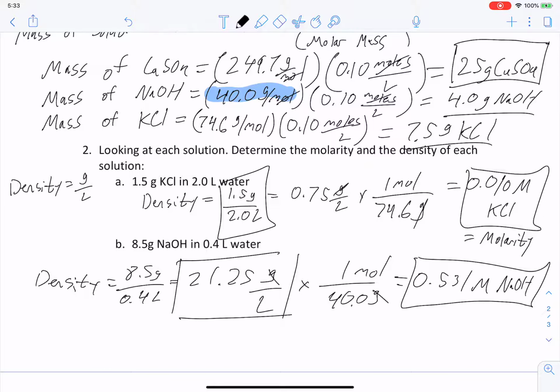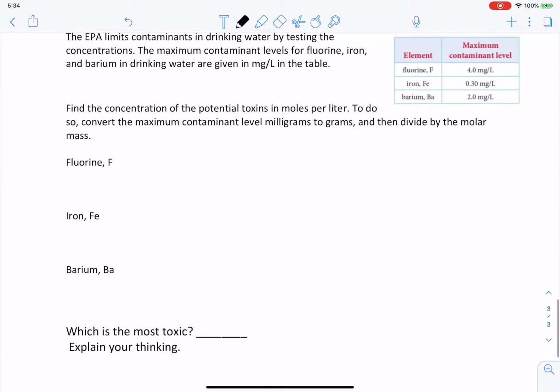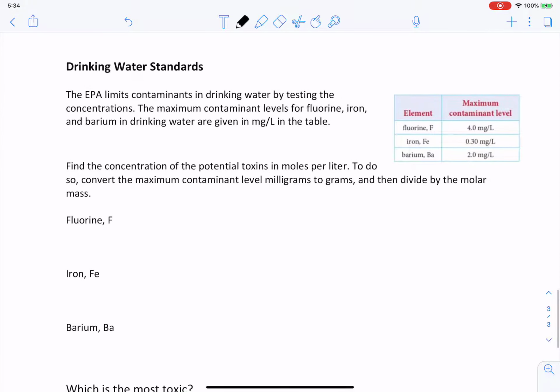All right, this is something you also have to do on the problem set. You'll have to be able to convert using density and the molar mass to find the molarity or concentration of different substances. All right, so last page.